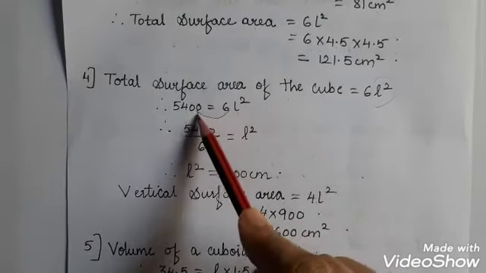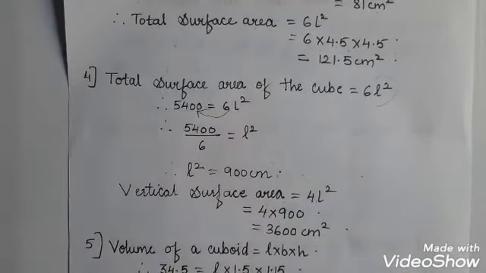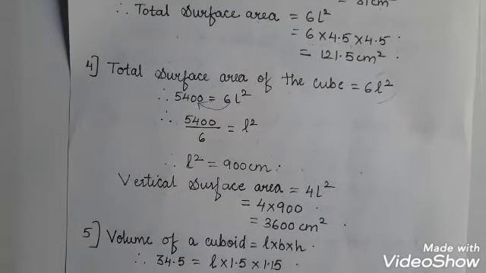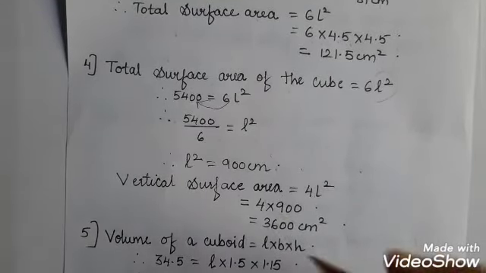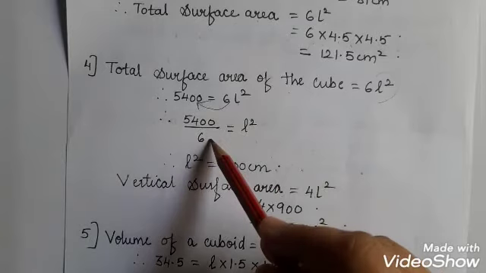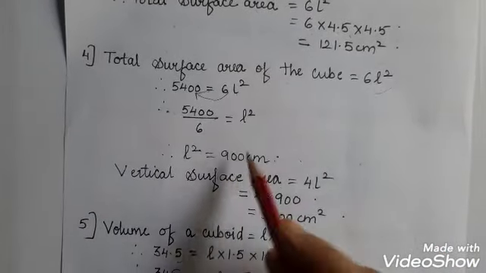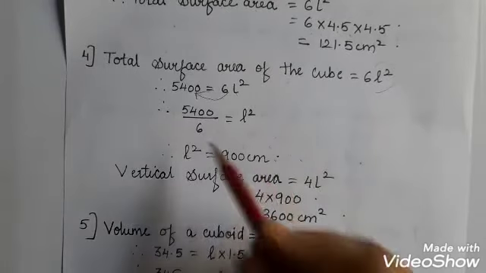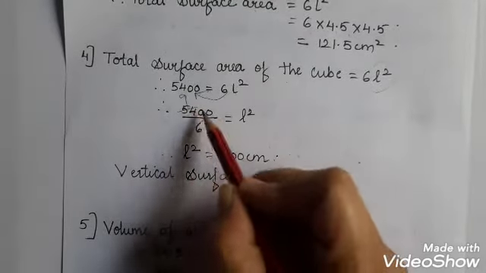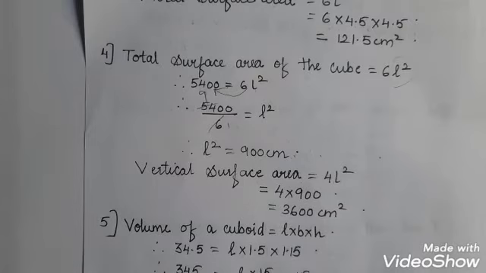So now this 6 I shift on the other side. So here it is multiplication. So when you shift on the other side, it becomes division. Therefore 5400 upon 6 is equal to L square. Therefore L square is equal to 900 centimeter. 6 ones are 6, 6 nines are 54. So that is 900 centimeter.